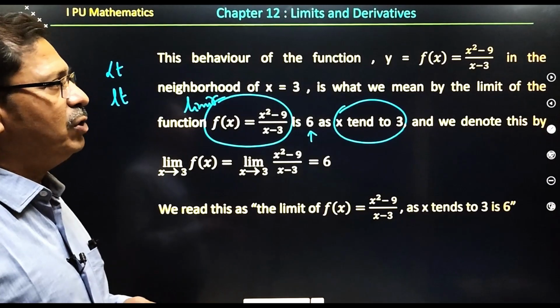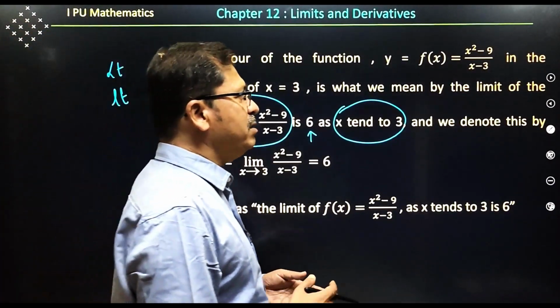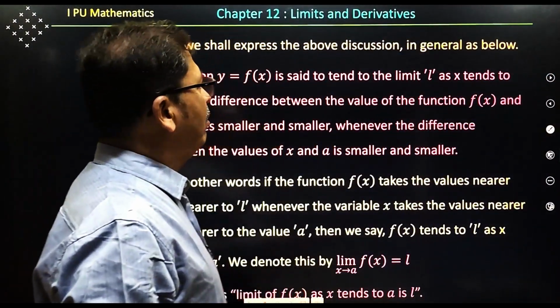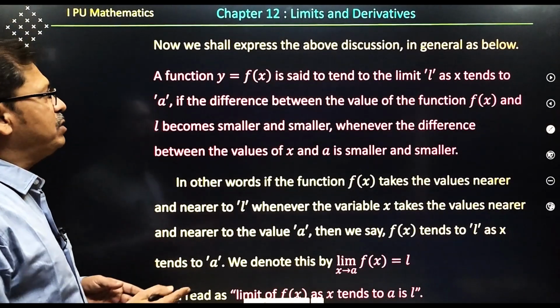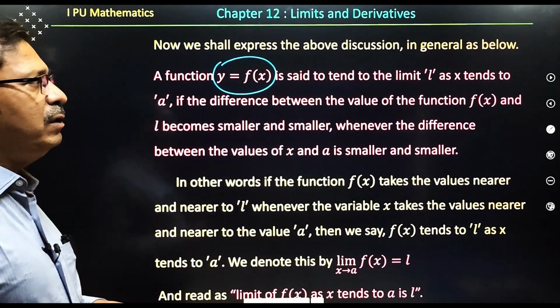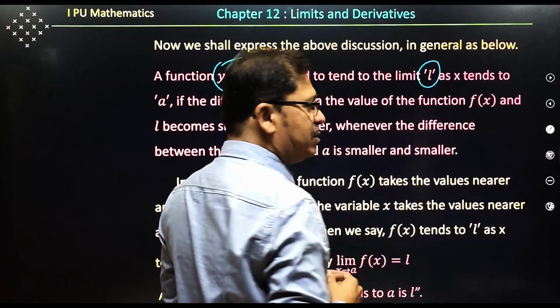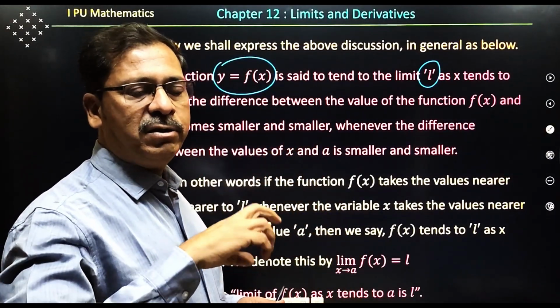Likewise, we can take many more examples, but I would like to generalize this concept to define the concept of limit. In what manner can we generalize it? Take a general function y equal to f(x). This function is said to tend to the limit L. That means, in the previous example, x square minus 9 divided by x minus 3 is tending to 6.